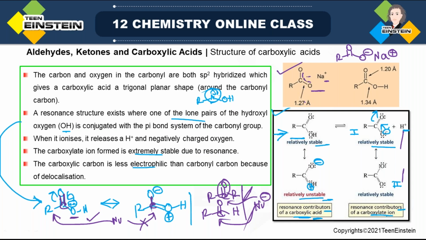If you consider the average structure, the bond distance is around 1.27 angstrom. But if you consider the non-ionized form, there is a C double bond O, where the bond length is less because double bonds are always shorter. And here we have a single bond, which is 1.34 angstrom. But when you consider the average structure, a partial double bond is present. The value you see is in between 1.20 and 1.34 because it is not fully single bond, not fully double bond, it is something in between. So that is why the value is also like this. That is all about the structure of carboxylic acid.